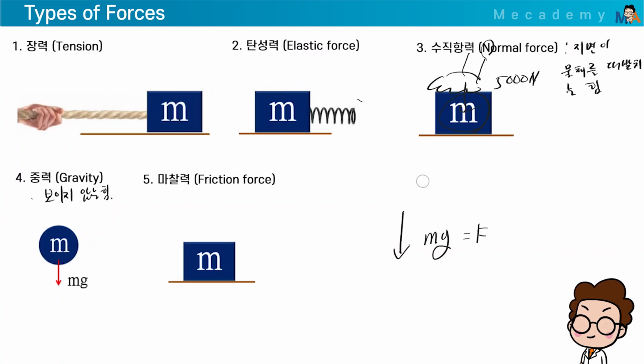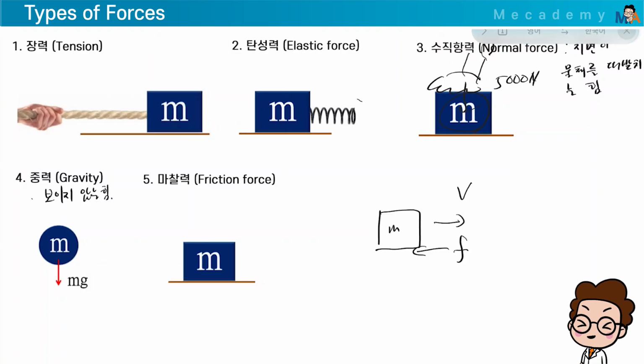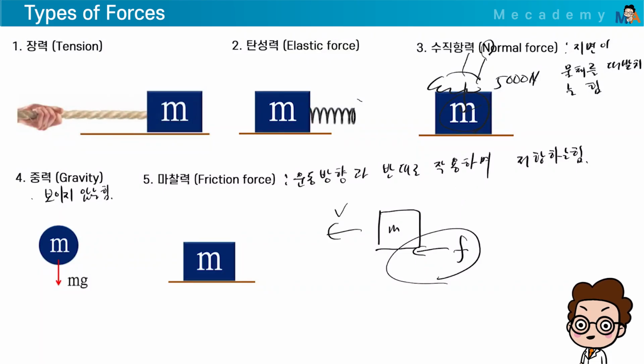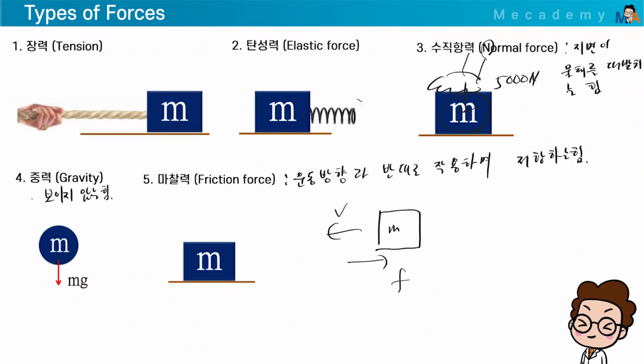Similarly, frictional force is the same. When an object moves with velocity v, the ground produces a force that resists the motion. This is called the friction force. We use a lowercase f for it because it's typically a smaller force, unlike general forces that use a capital F. So friction is the force that acts opposite to the direction of motion, resisting it. So if it moves in this direction, then the frictional force acts like this. Got it? It's a resisting force. You need to know this.